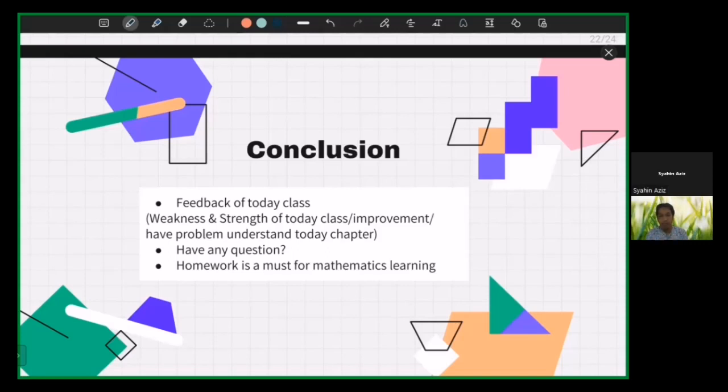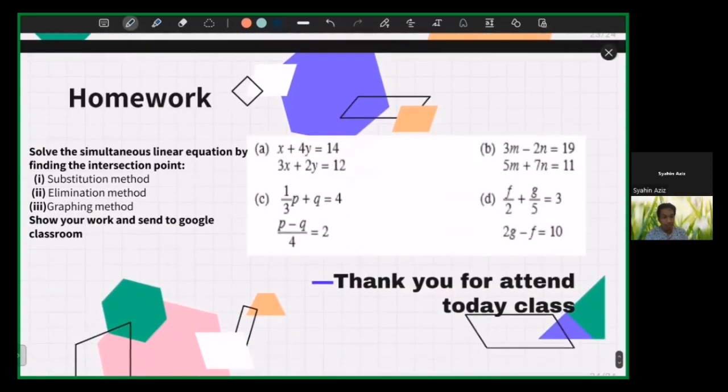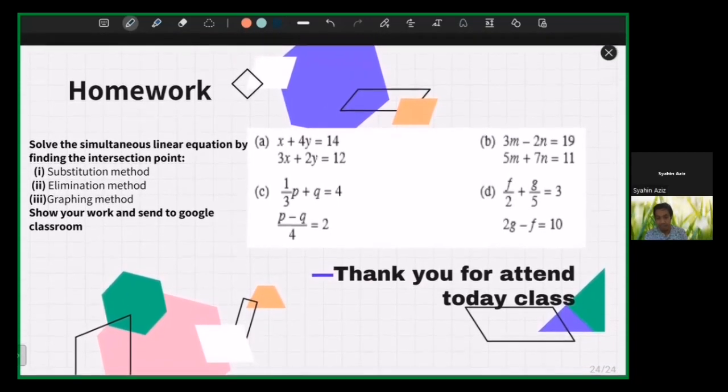And homework is a must for mathematics learning. So this is your homework. All you need to do is solve the simultaneous linear equations by finding the intersection point using the three methods, substitution, elimination, and graphing, and show your work and send it to the Google Classroom. So this is the equation. Please screenshot it, or I will show you the slide later.